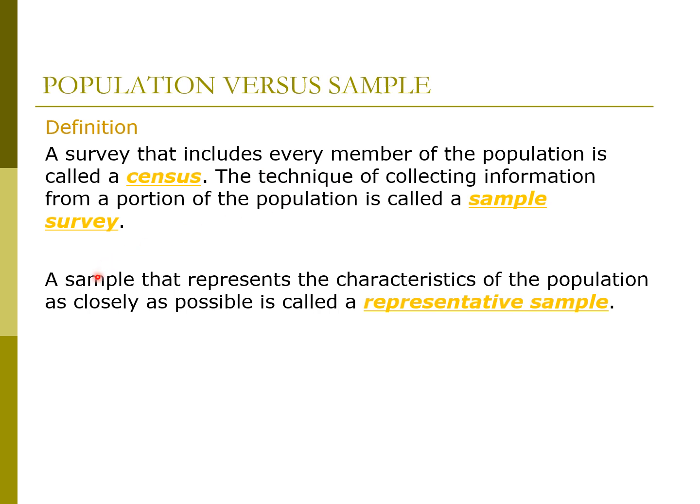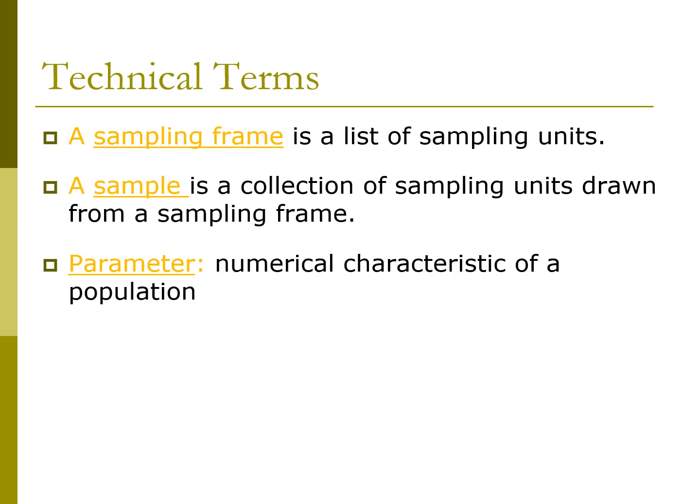Now, we have what we call a representative sample. It's basically a sample that represents the characteristics of the population as closely as possible. The keyword, as closely as possible. A sample frame, a list of sampling units. You know what a sampling unit is. If you do not remember, just go over this video.